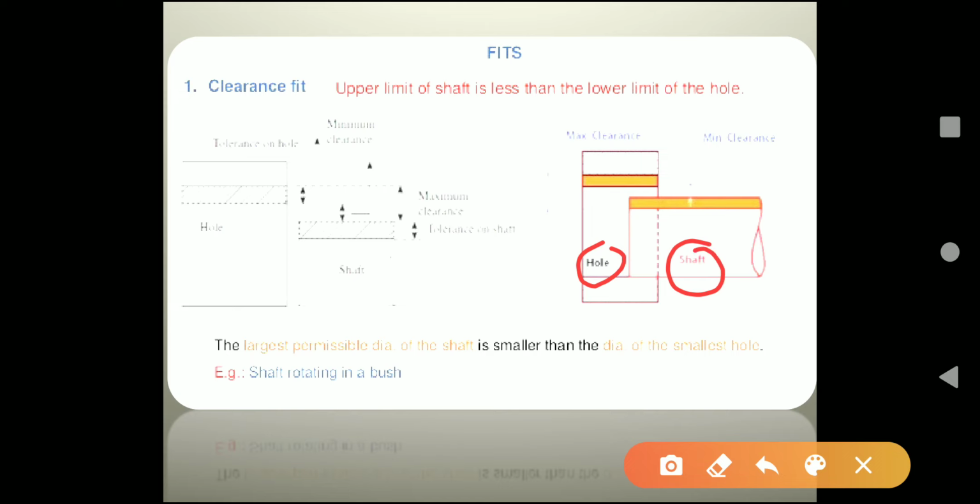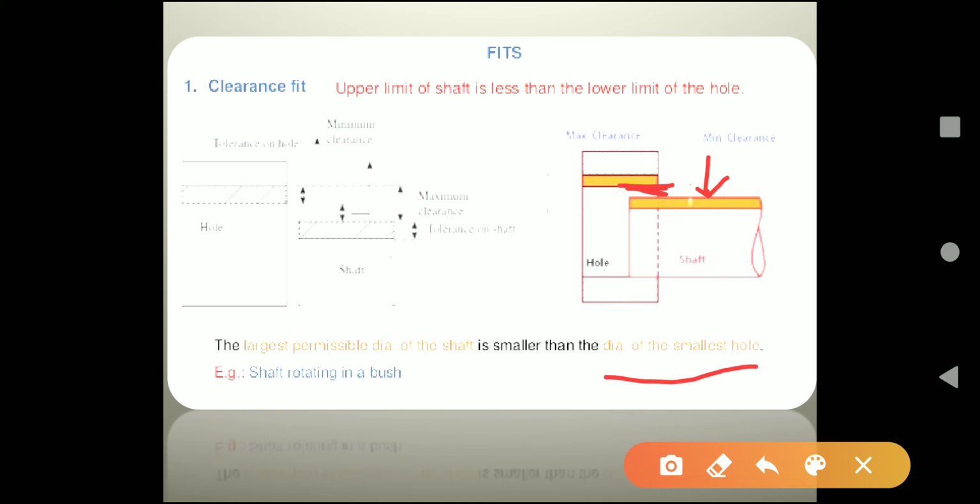Here it is seen that the two tolerance zones of shafts are less than the tolerance zone of a particular hole, or you can see the lower and upper limit of a shaft less than the lower limit of a hole. So clearly it is seen that there is a clearance between these two pairs. So you can see the largest permissible diameter of the shaft is smaller than the diameter of the smallest hole.